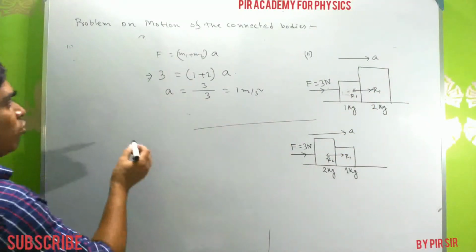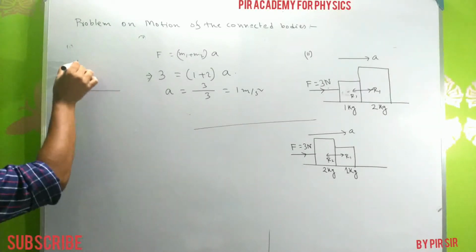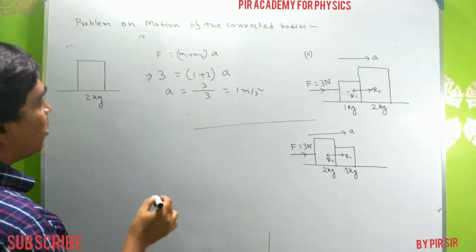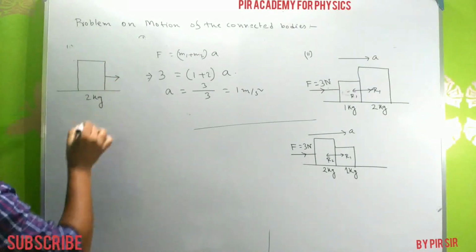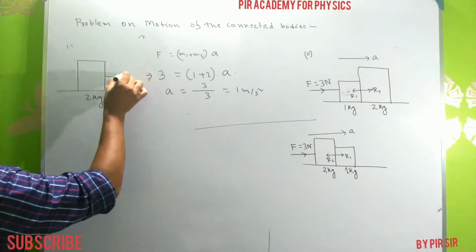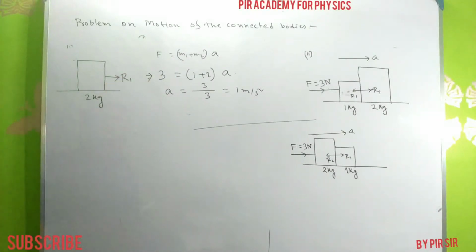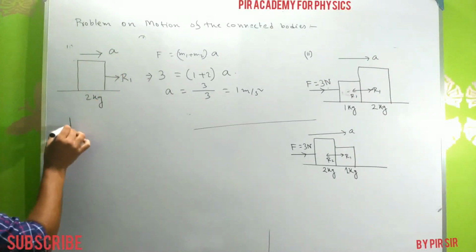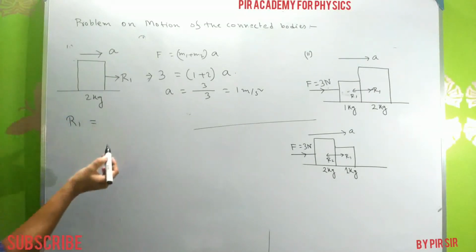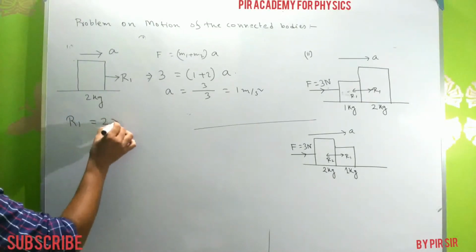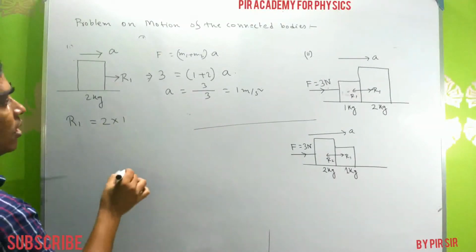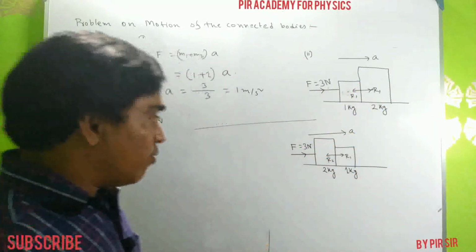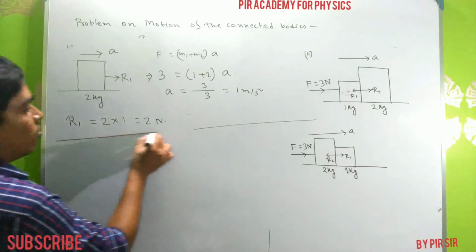For this you have to draw the free body diagram of only mass m2, that means the 2 kg mass. The force acting on this 2 kg mass is R1. The acceleration of this mass is A. That means you use total resultant force equals mass into acceleration. The mass is 2 kg and the acceleration was calculated earlier as 1. That means 2 newtons. Here the contact force is 2 newtons.